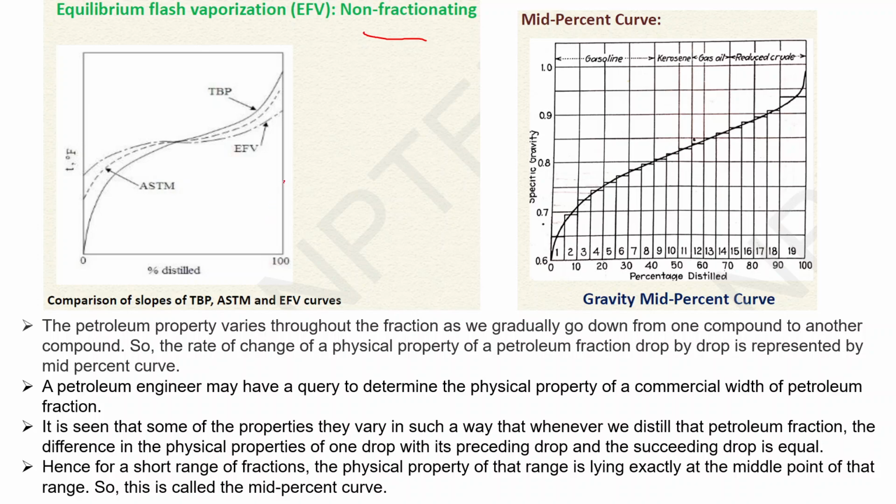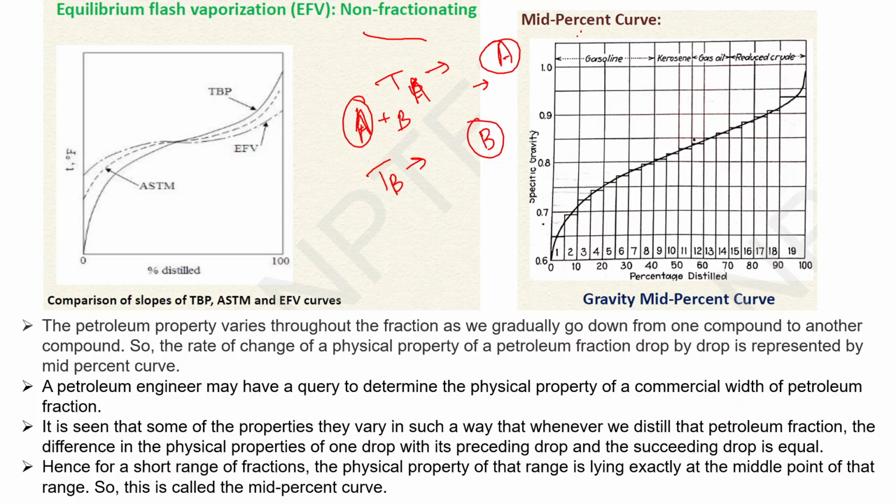Suppose there are two cuts present, A and B. We heat the complete crude oil at the boiling point of A, TA, and then we flash it at lower pressure, so only A will come out. Then we increase the temperature to TB, heat it at TB, and flash it at lower pressure, and then B will come out. So basically, here we are trying to confirm that only a single cut is coming out at a single time. So this is the equilibrium flash vaporization method.